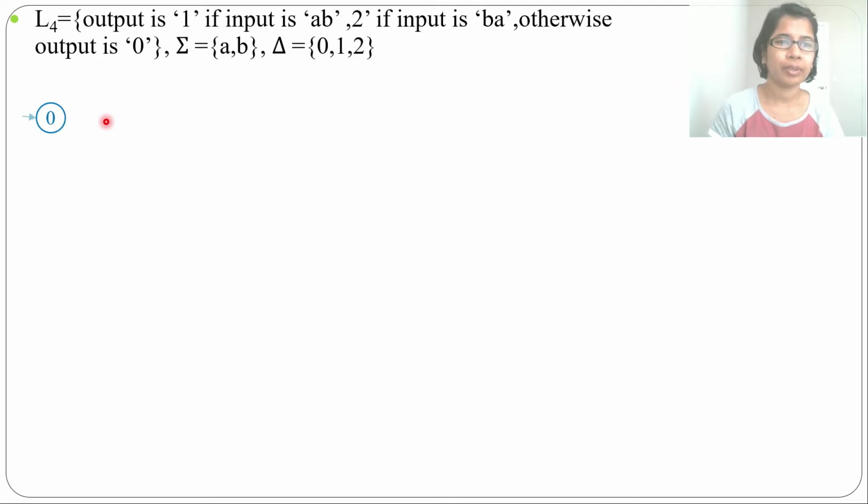So now I'll do it for AB. I'll just create three states. Here it will end with AB. From this state by A it will go here, and from this state by B it goes to this state, and here the output is 1. Now for BA I will also create another two states, and by B it will come here, and again by A it will come here, and here the output is 2. Now the frame is constructed. When input is AB, output is 1. When input is BA, output is 2, else 0.